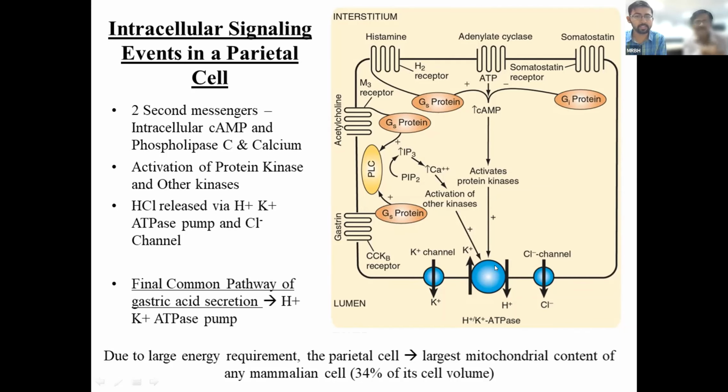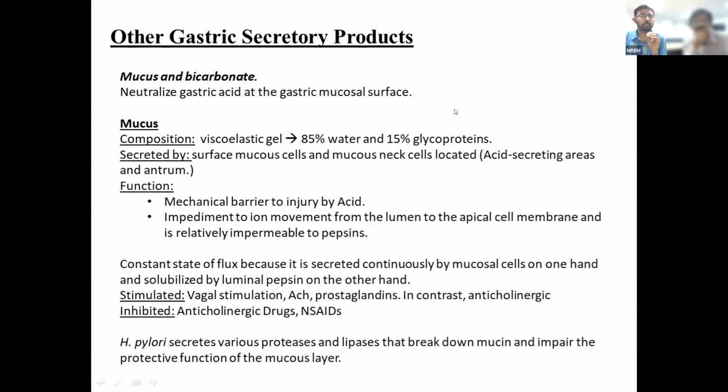Since it is an ATPase pump, the energy requirement is so large that the largest mitochondrial content of any mammalian cell is there in the parietal cell. 34% of the parietal cell volume contains only mitochondria. Now, as we had seen in the picture earlier, this was the role of the parietal cell. Now we come to the role of the other cells, the other gastric secretions.